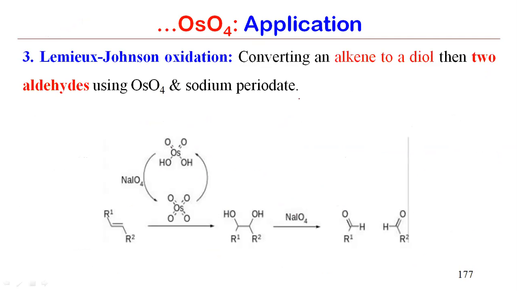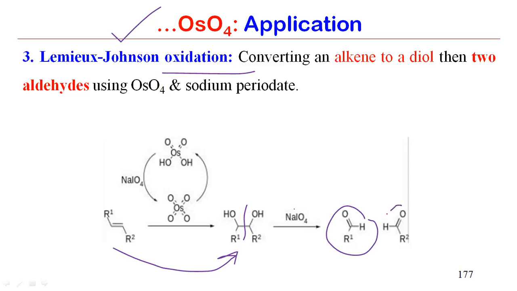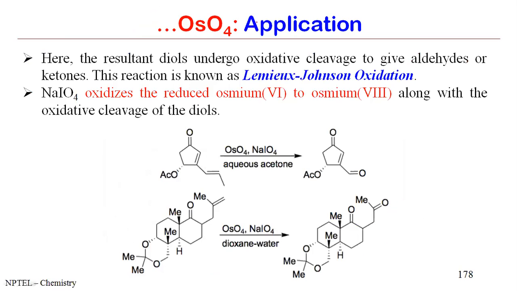The third application of osmium tetroxide is called the Lemieux-Johnson oxidation reaction. Here we convert the alkene into a cis diol in the first step, and then we use sodium periodate for oxidative cleavage of this bond, and we get two aldehydes. Two carbonyl compounds are generated because of the oxidative cleavage of this carbon-carbon bond. This particular application is called the Lemieux-Johnson oxidation reaction, very well known in organic chemistry.